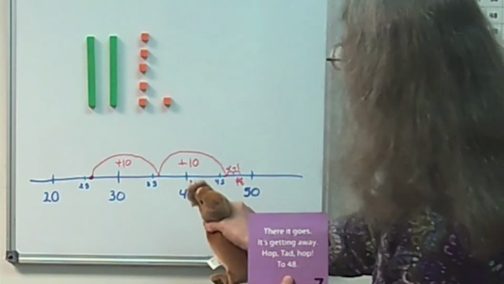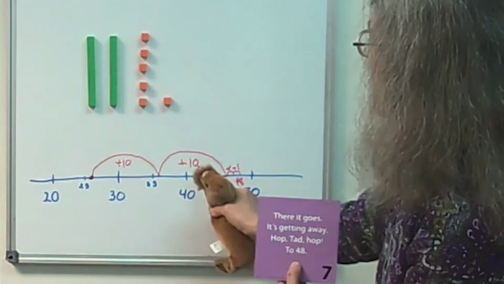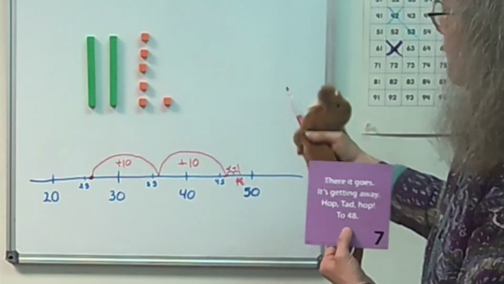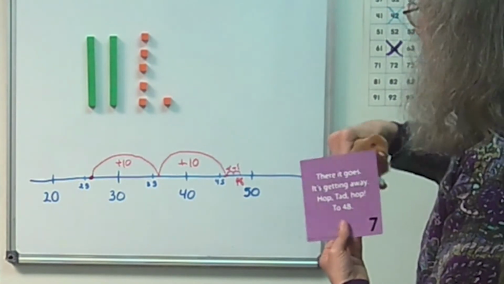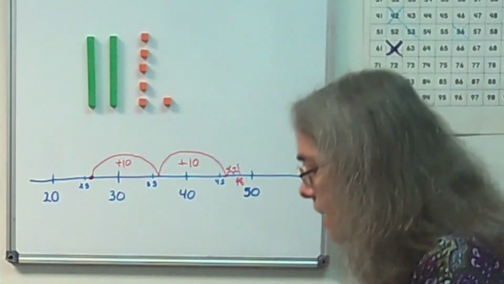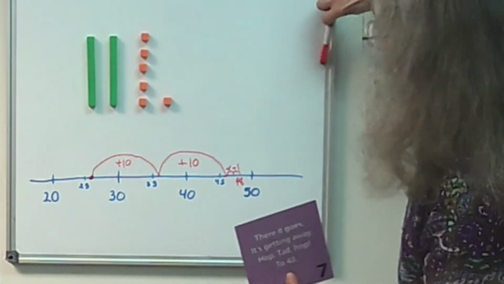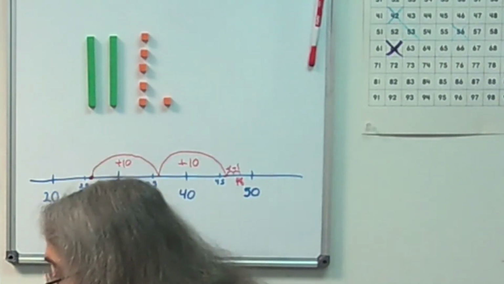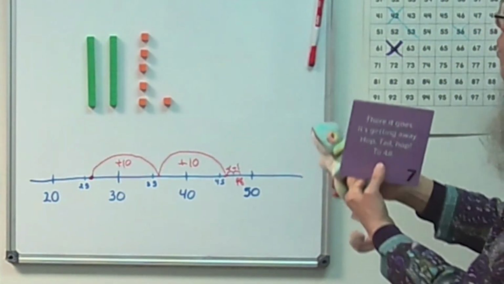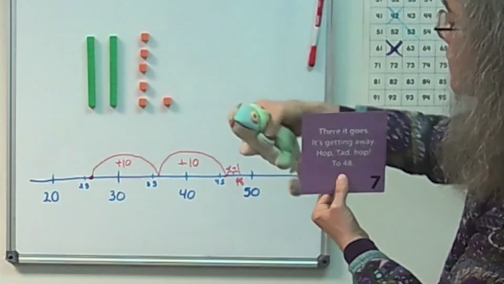So what was that? Let's see. 10, 20, 21, 22. 22 jumps is what I get. All right. Thank you, Wally. Who would like to do this with the base 10 blocks? I would like to do it. I move very slowly, but I can get them.